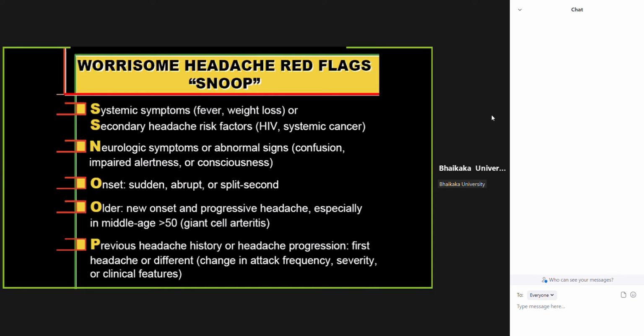Just giving painkillers would not help him. Headache which has sudden abrupt onset, or headache occurs in seconds.